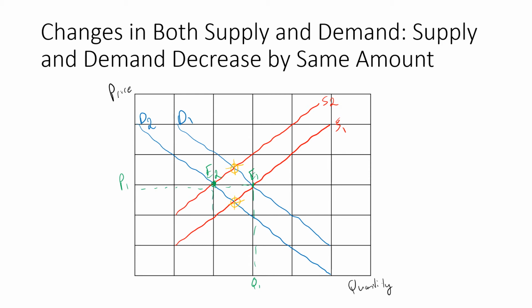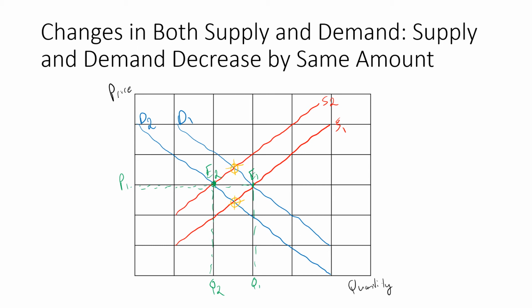This is going to be our new quantity, Q2. And notice what happens. When supply and demand decrease by the same amount, we do not have a change in price. The price remains the same.